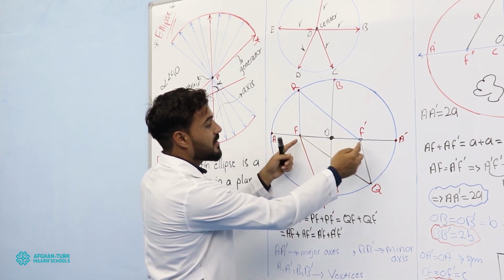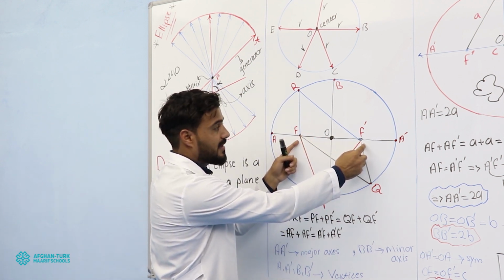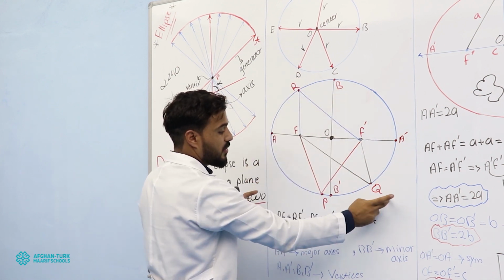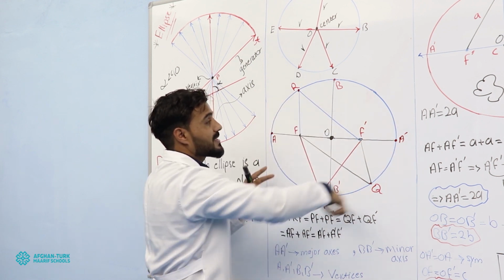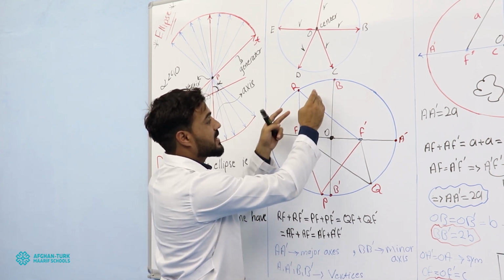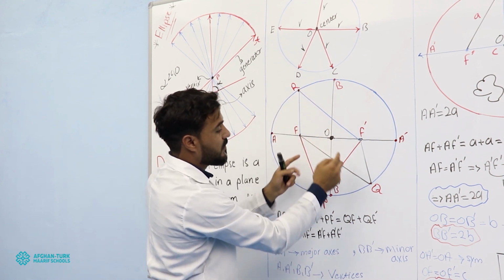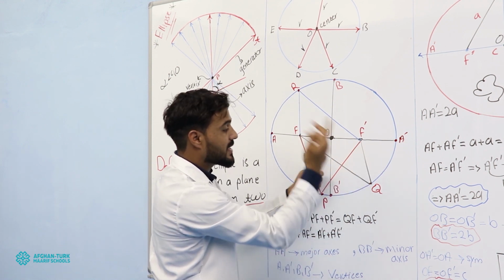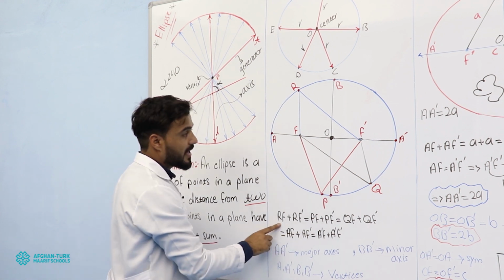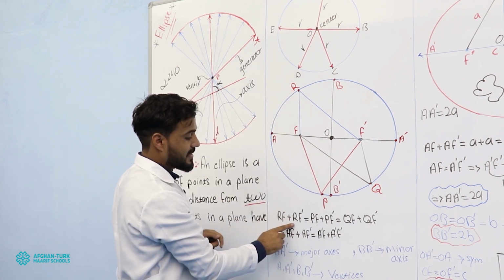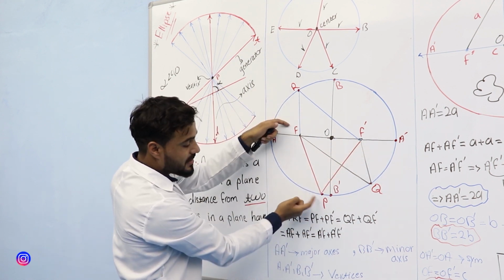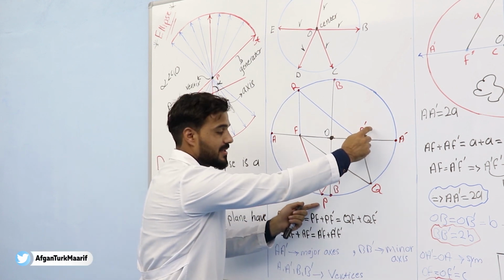Here you can see we have two fixed points, F and F prime. And here we have some points R, B, Q and P. The sum of these two distances must be equal with the sum of these two distances, and equal with the sum of these two distances. Also symbolically you can show it like this. RF, which is this distance, plus RF prime, which is this distance, must equal PF, which is this distance, plus PF prime, which is this one.